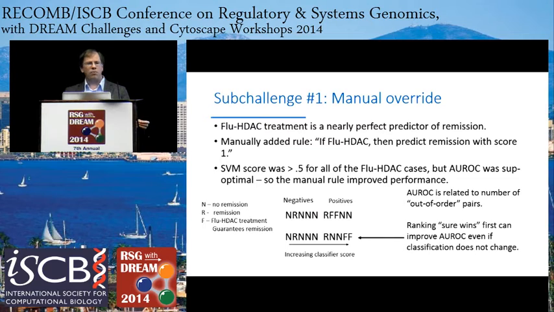But it does help with the area under the curve. The area under the curve basically relates to the number of out-of-order pairs that we're going to have if you rank everything by the number that comes back from the SVM. And so if we put in this rule that says with flu HDAC, this patient is going to go into remission, it improves the AUROC because it makes sure that those flu HDAC patients are at the top of the rank and that nothing else can get out of order with them.